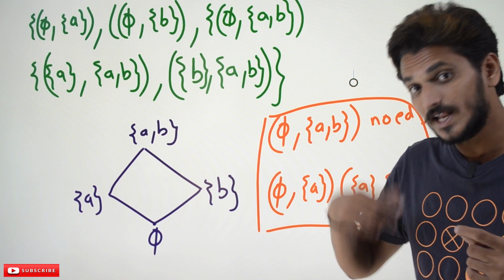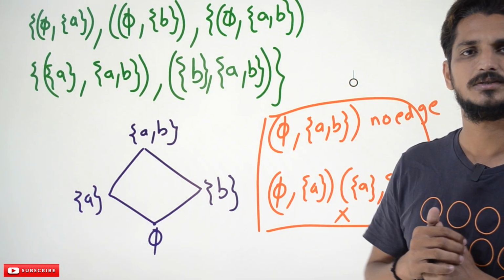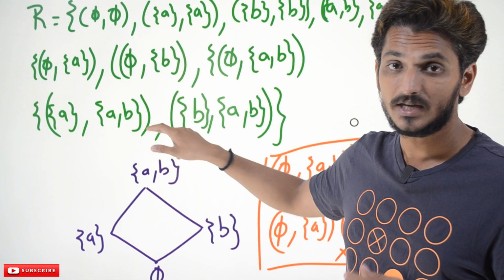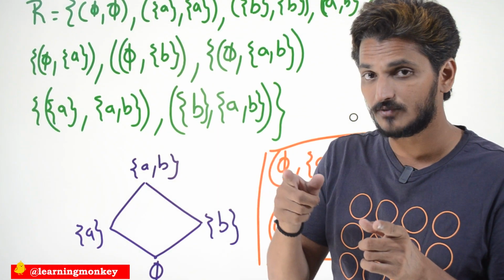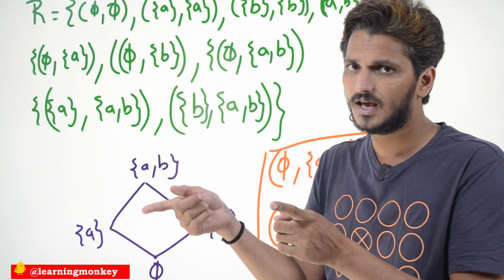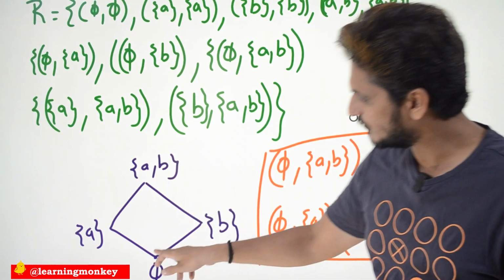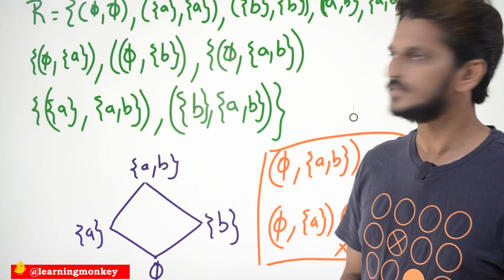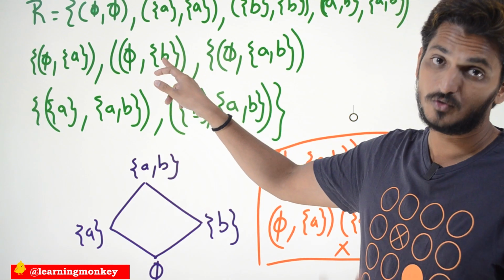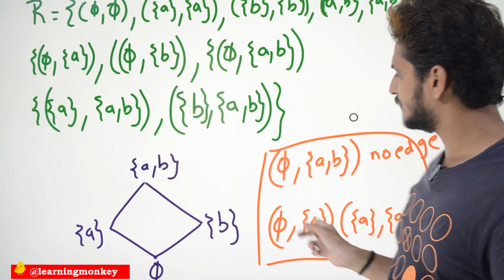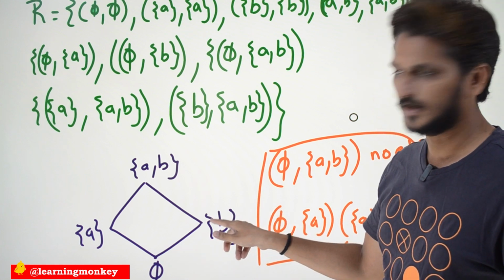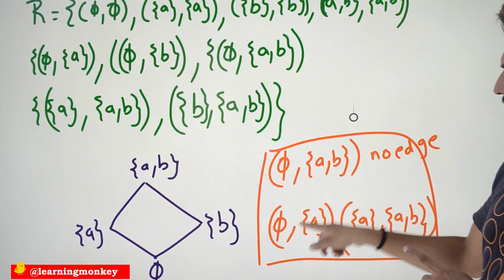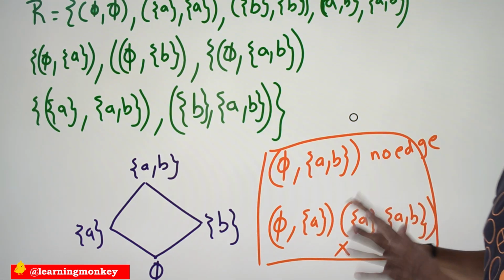If you don't find an element, then you have to place an edge. So for phi comma A, can you find an element in between these two that forms a relation phi comma x and x comma A? No, we are not going to find one. That's why from phi create an edge. Line is edge. Similarly, phi comma B, you don't find an element x that satisfies this property. So for phi comma B, create an edge. Phi comma AB, yes, there is an element: phi comma A comma AB. So don't create an edge.